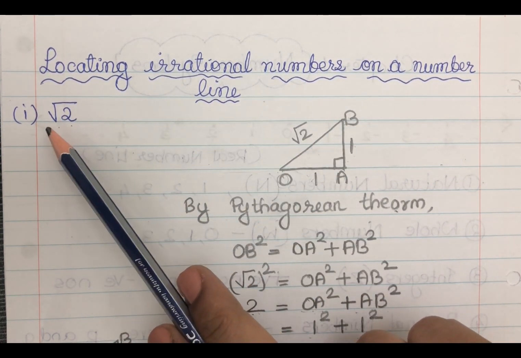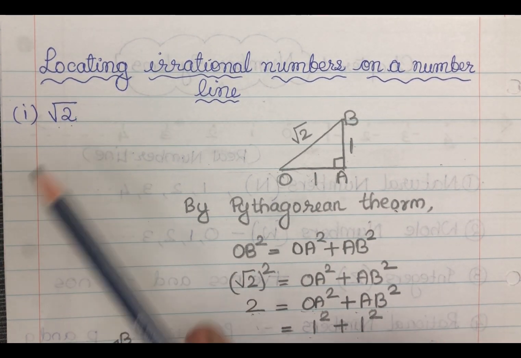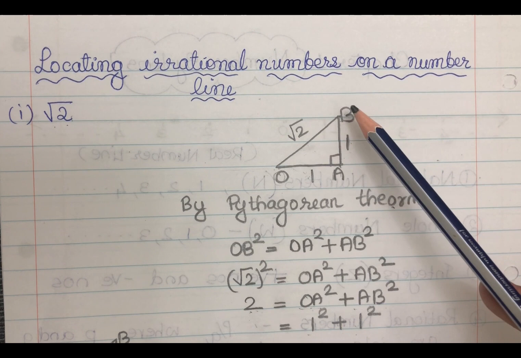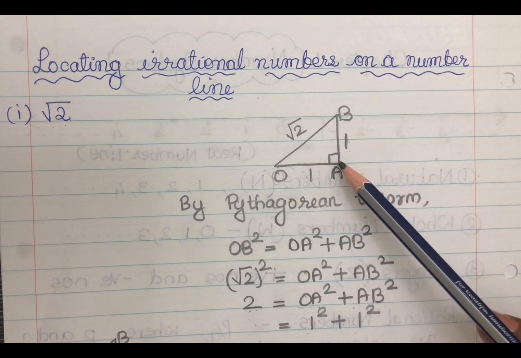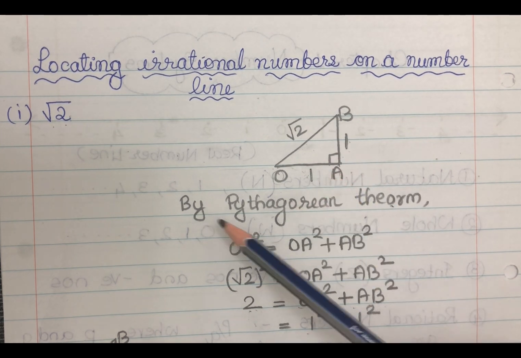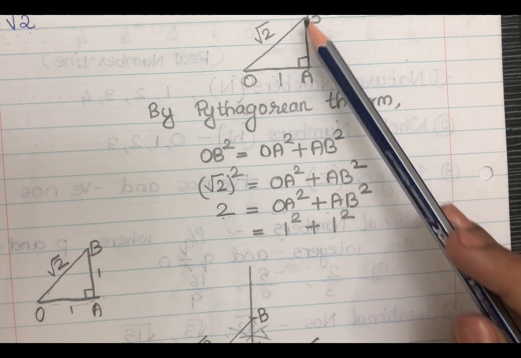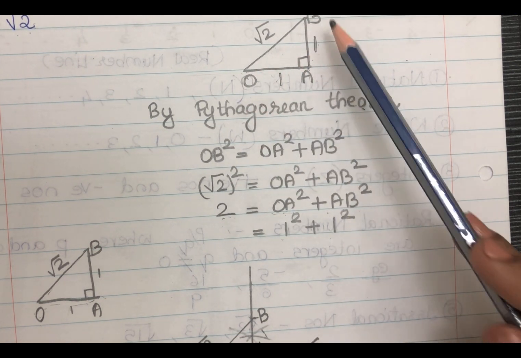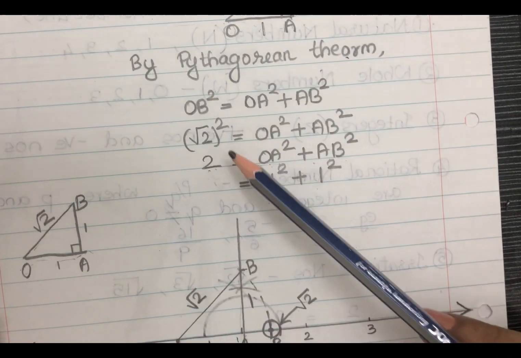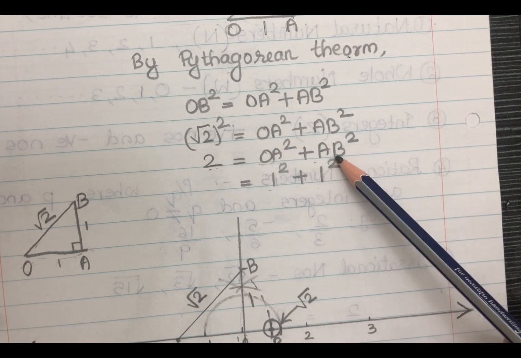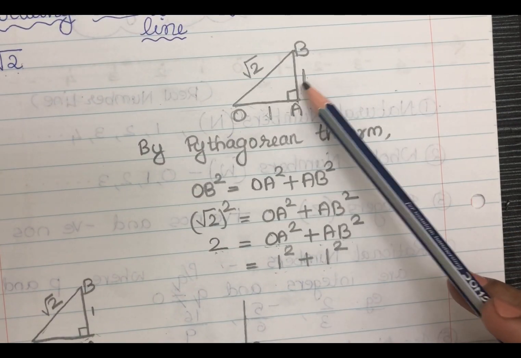So we are going to learn how to mark or locate root 2 and root 3 on a number line. For this, first we need to draw a right angle triangle, OAB, perpendicular at A. By the Pythagoras theorem, OB square, the hypotenuse square, is equal to base square plus altitude square, right? So OB square is equal to OA square plus AB square. We get OA and AB as 1 and 1. OA is 1 and AB is 1.